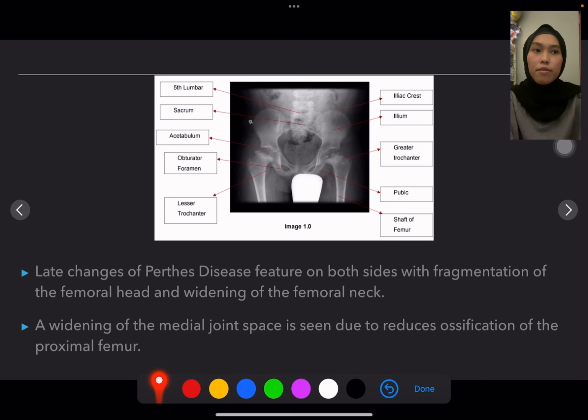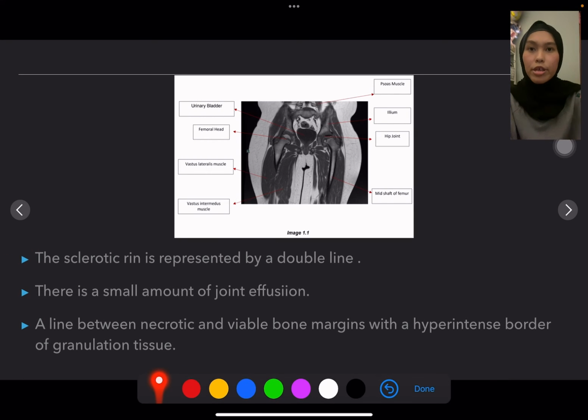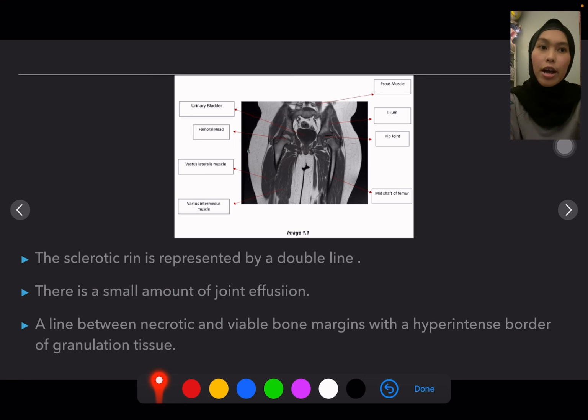Okay, next, the MRI image. The sclerotic rim is represented by a double line. As you can see here, the left side of the femoral neck is a bit abnormal compared to the right side. And there is a small amount of joint effusion, and a line between the necrotic and viable bone margin with a hyperintense border of granulation tissue.